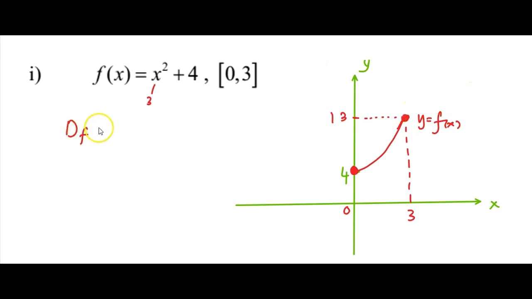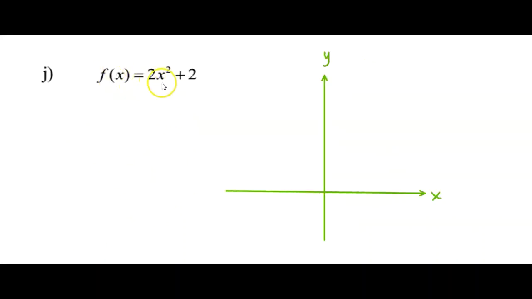So from this graph, you can determine the domain. The domain is from 0 to 3, as given by the question. And for the range, find the lowest point. The lowest point is this one, and this point has the y coordinate 4. So the range will start from 4 and use the close bracket to show that it includes the 4. And find the highest point. The highest point is this point, and it has a corresponding value of y, that is 13. So our range will be from 4 up to 13.